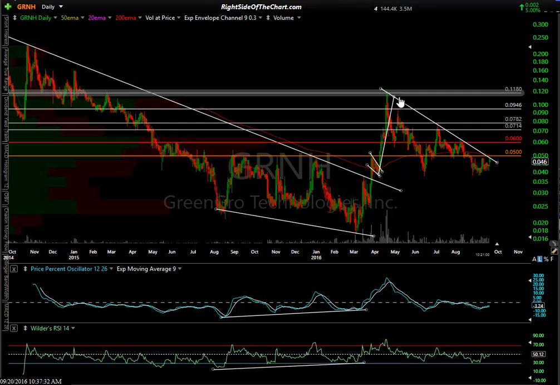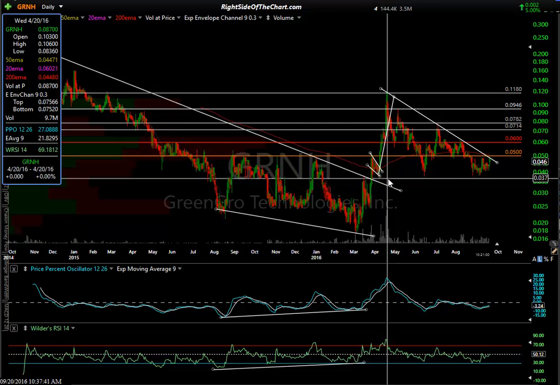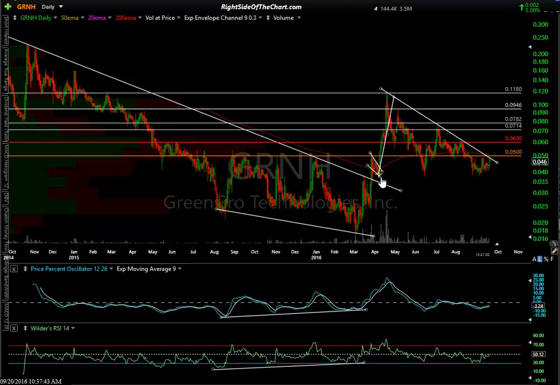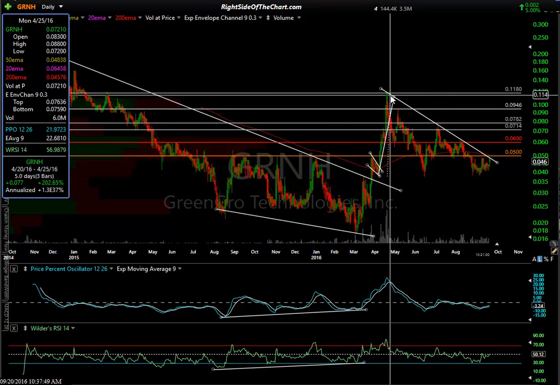And then you got out because you hit your measured target, and the stock turned around and fell. So even if you weren't in it at the bottom, even if you took the breakout here, or even let's just say you waited for this bull flag, you missed the breakout, you saw the bull flag form, and you went long right there, that was good for about a 200% gain.